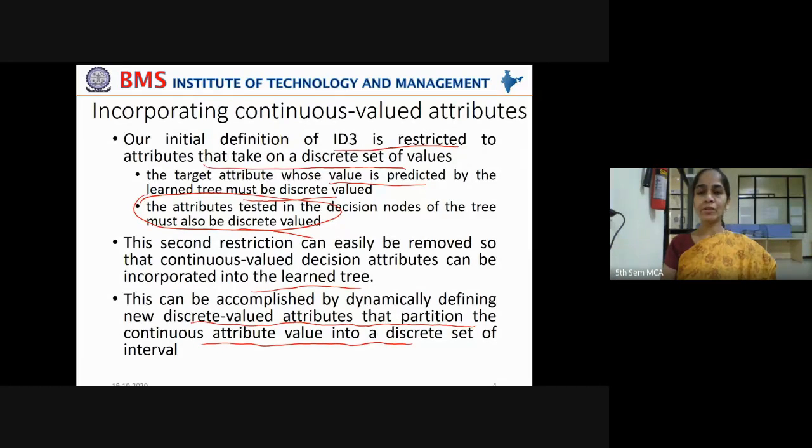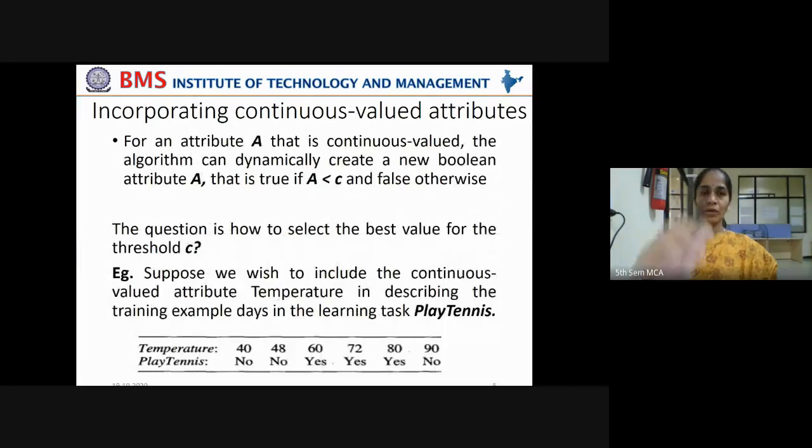Now let me give an example so that it will be very clear for you. For an attribute A that is continuous valued, the algorithm can dynamically create a new Boolean attribute A_c that is true if A is lesser than C and false otherwise. Say A is lesser than 10,000 annual income. Yes, get all those training examples. No, get all those other training examples. Right? That is how you need to give the attribute values.